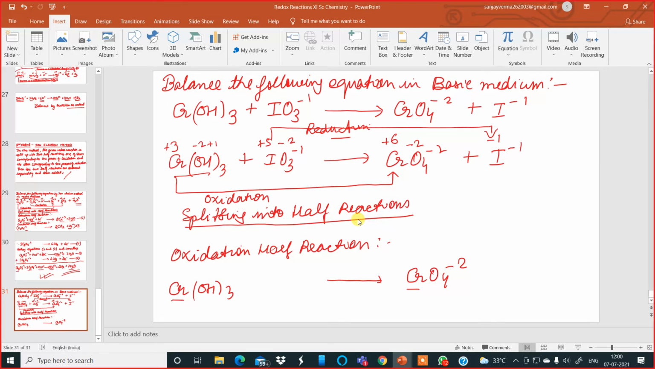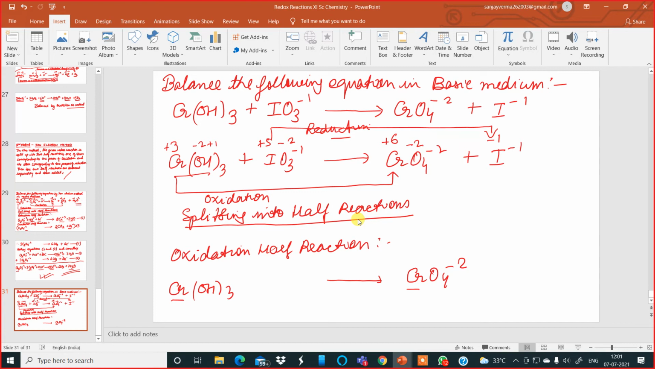Just check. So to balance the oxygen in basic medium, we have to put the corresponding number of hydroxyl ions on the deficient side. So we will put hydroxyl ions on the left hand side. That is very important. So I'll put the corresponding hydroxyl ions on the left hand side.